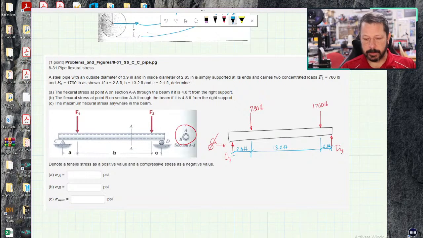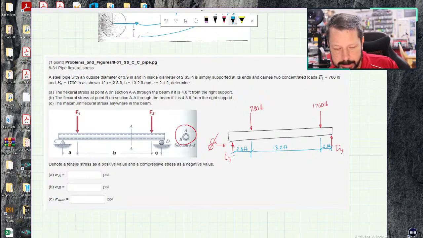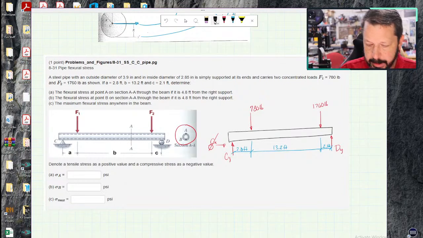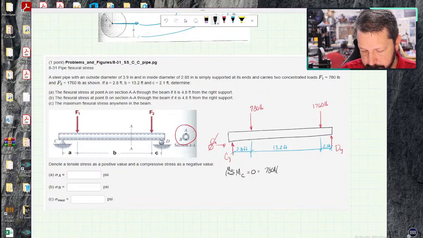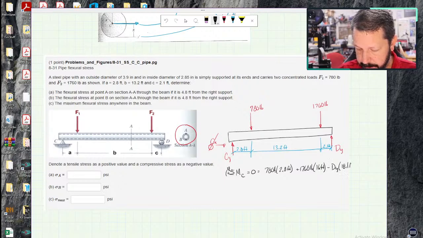Okay, so I'm gonna plan to work on the right hand side just because we don't do that one as much. So I want to do the right hand side, which means I need to know dy. So if I need to know dy, I'm going to solve for summation of moments about c equals 0. So I've got 780 pounds times 2.8 feet plus 1760 pounds times 16 feet minus dy times 18.1 feet equals 0. And we can solve for dy.